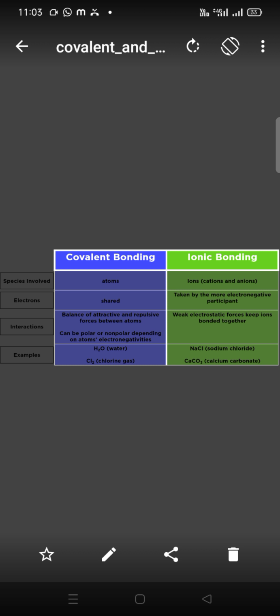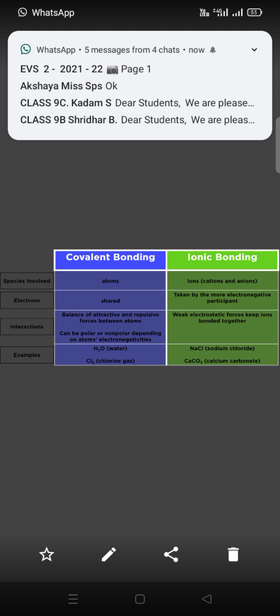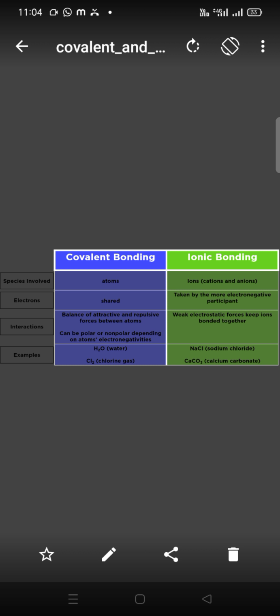So we have the two main types of compounds, and when they share or transfer, different bonds are formed, children. When they share electrons, they form covalent bonds. When the transfer of electrons takes place, the bond formed is an ionic bond. So the two main types are covalent compounds and ionic compounds. Covalent compounds are formed by covalent bonds, and covalent bonds are formed by sharing of electrons. Ionic compounds are formed by the transfer of electrons.